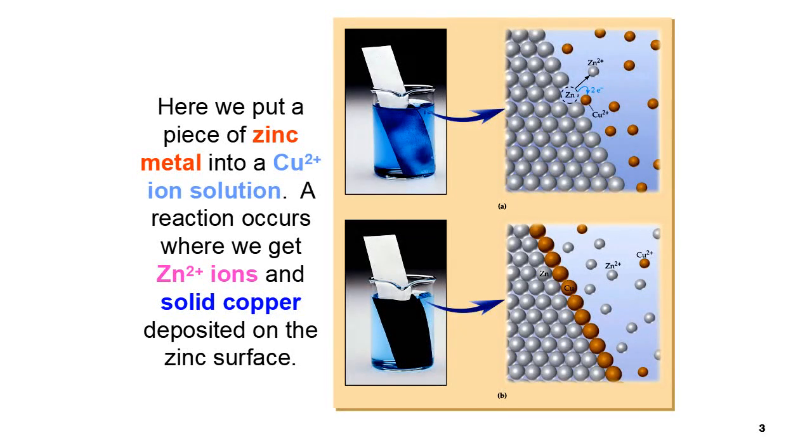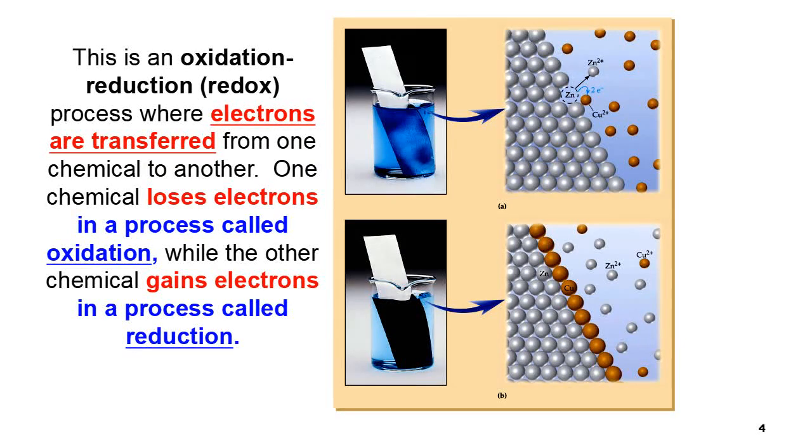Consider a piece of zinc metal put into a copper ion solution. A reaction occurs where we get zinc ions and solid copper deposited on the zinc surface. This is referred to as an oxidation reduction or redox process, where electrons are transferred from one chemical to another. One chemical loses electrons in a process called oxidation, while the other chemical gains electrons in a process called reduction.